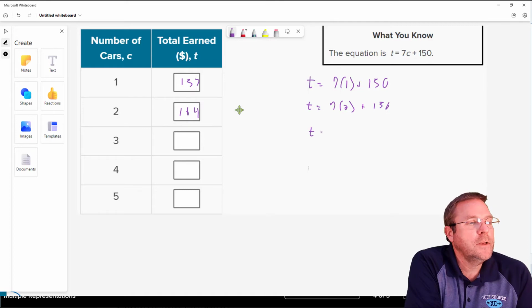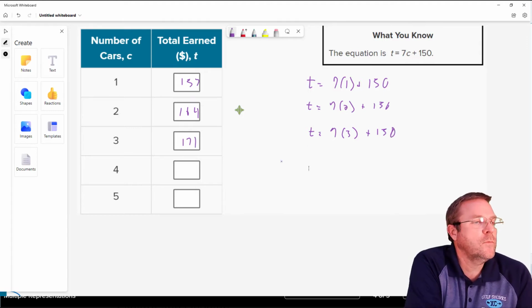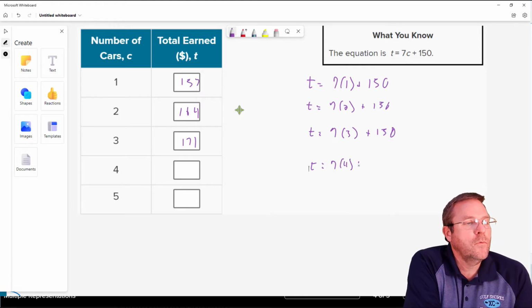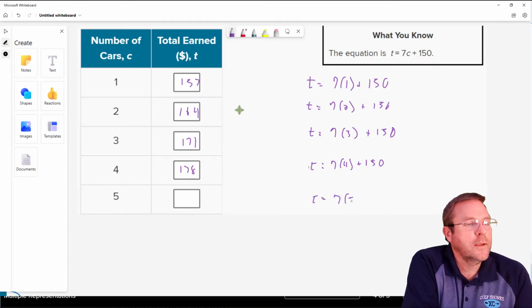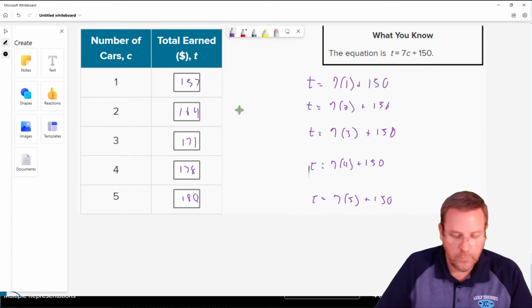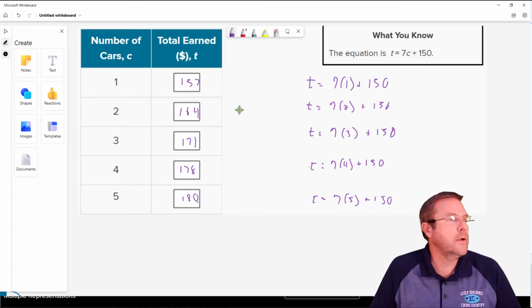And then we're going to have T is equal to 7 times 3 plus 150. That's going to give us 171. T is equal to 7 times 4 plus 150. That would equal 178. And the last one, T is equal to 7 times 5 plus 150, and that is going to give us 185. So let's jump back over and plug in our values here.